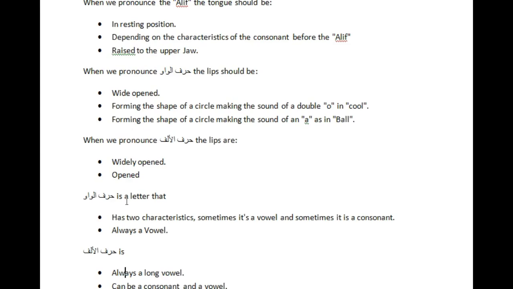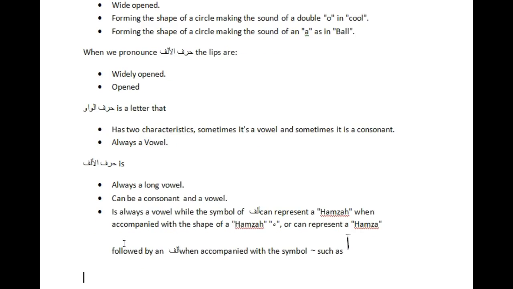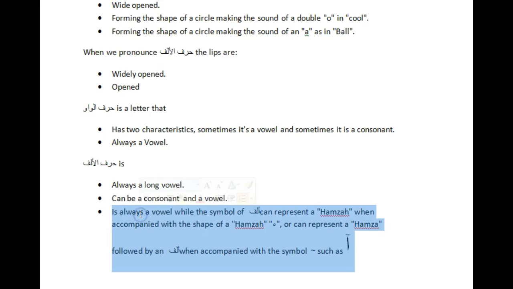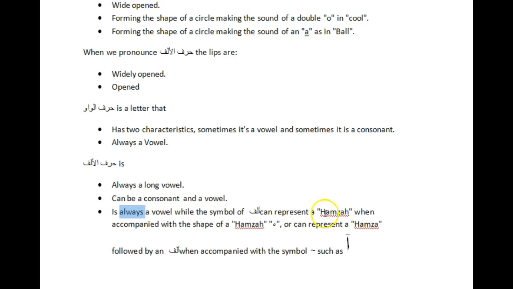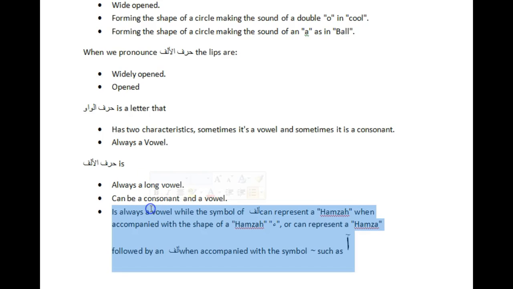Harful waw is a letter that has two characteristics. Sometimes it's a vowel and sometimes it's a consonant. Always a vowel? No, it has two characteristics. Sometimes it's a vowel and sometimes it's a consonant. Harful alif is always a long vowel. Can be a consonant and a vowel, or is always a vowel, while the symbol of alif can represent hamza when accompanied with the shape of a hamza, or it can represent a hamza followed by an alif when accompanied with the shape of this symbol, such as this. So this is the most accurate, although this can apply as well. So you have two answers, but the last one is the most accurate because it defines an alif more.